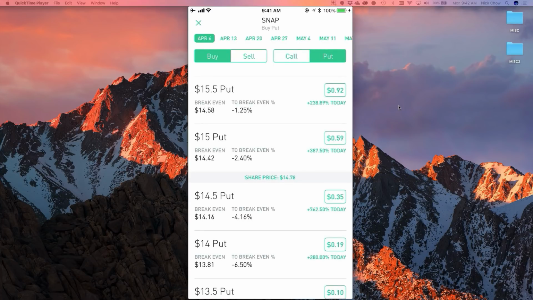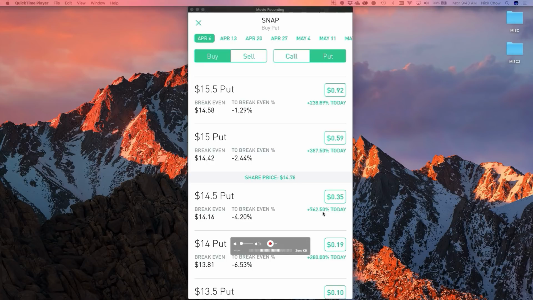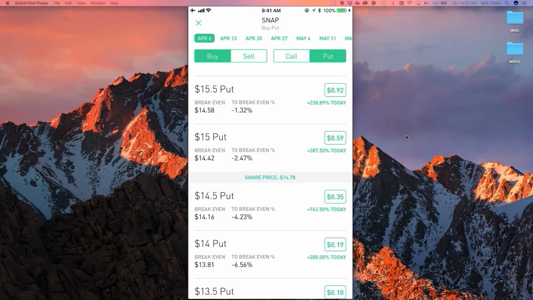You can switch to puts here. As you can see, if I switch to the puts, these are green, and look, these are up 400% today. If you get good at trading options, look how much money you could make: 762%, 382%, 238%. However, options are a bit more tricky because you have to get the time right with the move. It's not like buying and selling stocks, where if you buy a stock or you're short a stock, you can hold that for as long as you want, unless you're shorting stock and get a margin call. But on Robinhood, you can't short stock anyway.